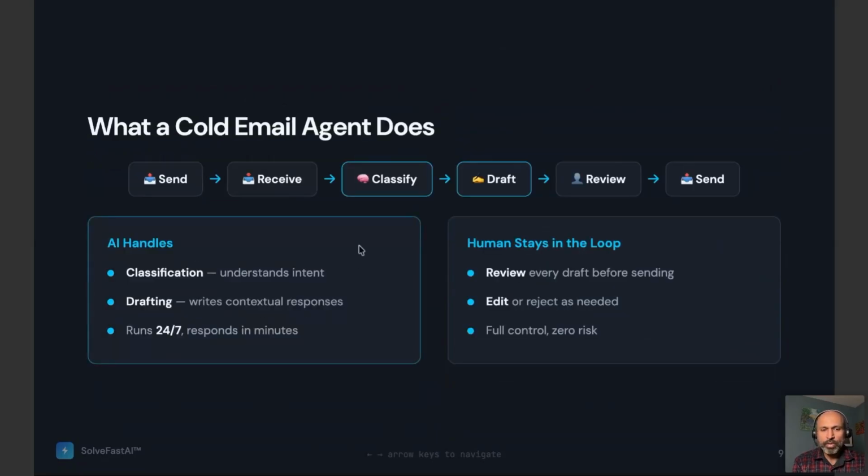So what a cold email agent does is it sends and receives. This is what we do. It can send emails, it receives the emails, and then it classifies. Somebody sends, you receive the email. After that, we classify whether the person is interested or not interested. Then it goes to the AI to draft a reply, and then it sends it to the human to review, and once the review is approved, it sends it back.